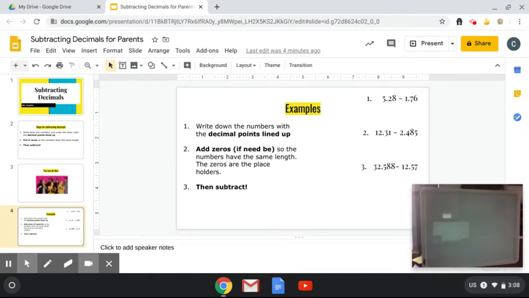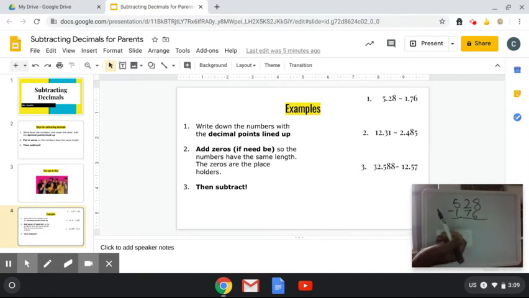It's 5 and 28 hundredths minus 1 and 76 hundredths. So my first step is going to be to make sure I write down the numbers with the decimal points lined up. So let's go ahead and do that. Subtraction, minus 1.76. So you can see here I have my decimal points lined up. All right, so now step two is add zeros if need be, so they have the same length. Do these have the same length? I believe so, because there are 3 digits on the top, 3 digits on the bottom.